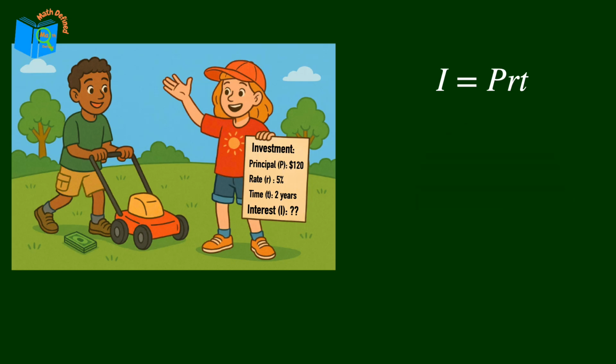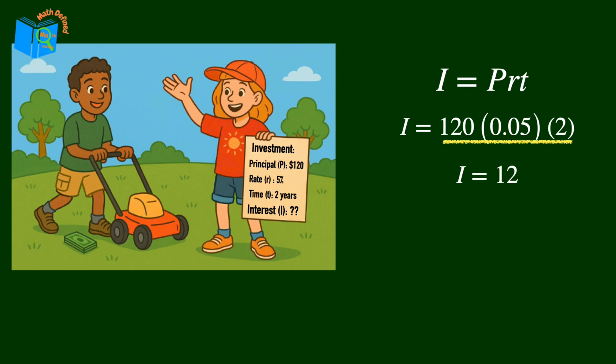All right, let's see how you did. First, we'll substitute the given values into the formula. I equals 120 times 5%, written as the decimal 0.05, times 2. Multiplying these three values, we get 12. So you earned $12 in interest from your investment. And at the end of the loan, your friend paid you back not only what they borrowed, but the interest as well, for a total return of $132.